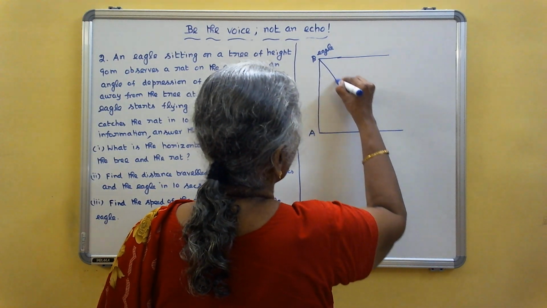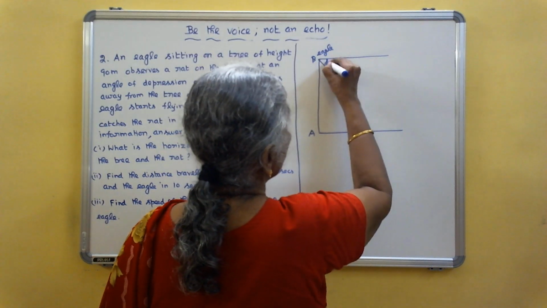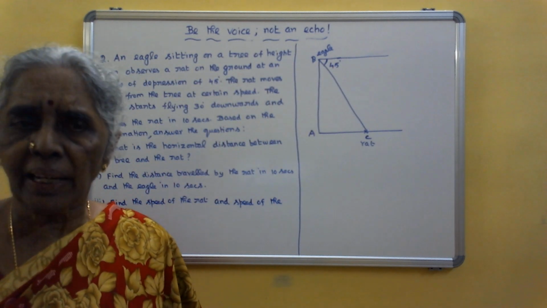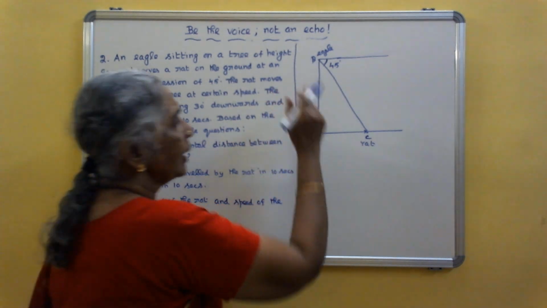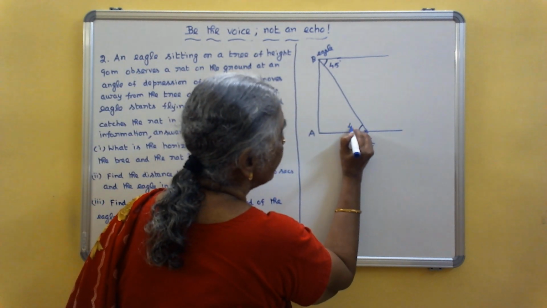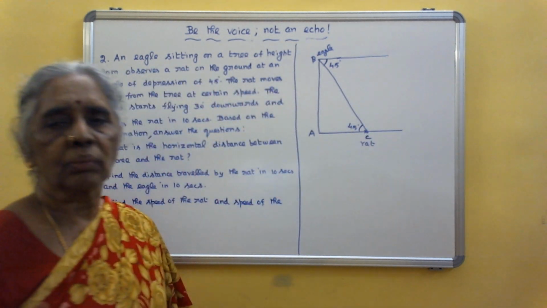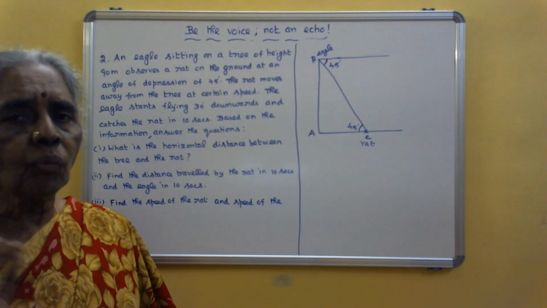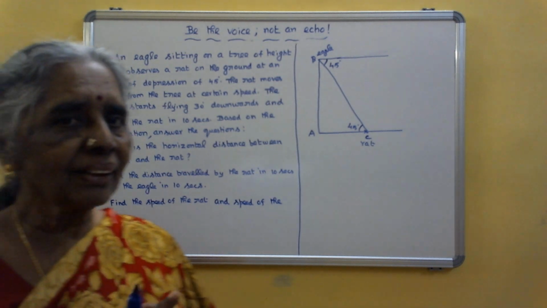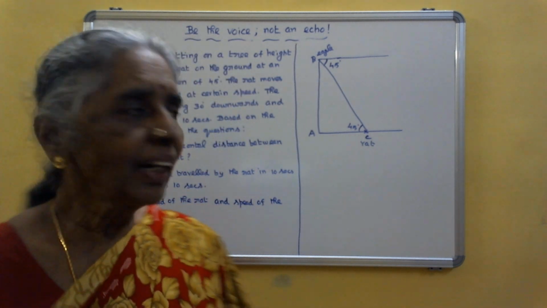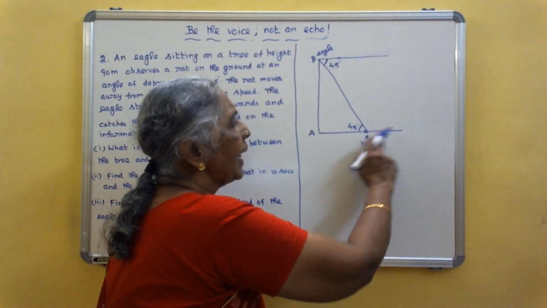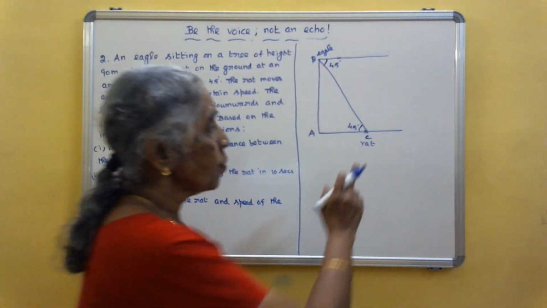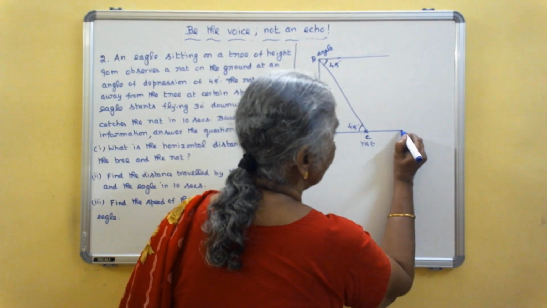And it is observing this at an angle of depression of 45 degrees. Whenever you mark an angle of depression, mark this alternate angle also. Then only you will be able to do the sum. Then what happens? The rat, on seeing the eagle, starts moving away from the tree. So it is very clear, moving away. So it goes in this direction.